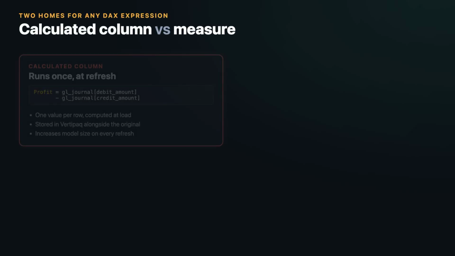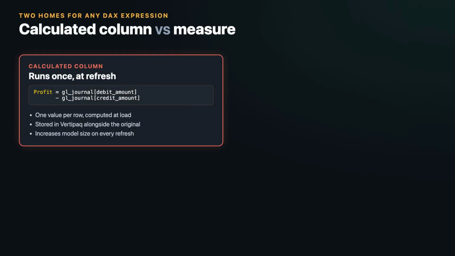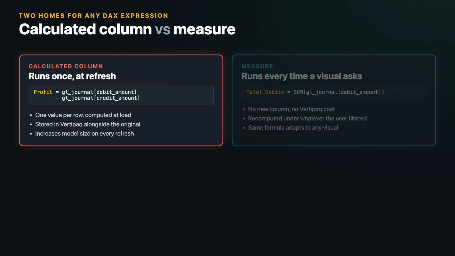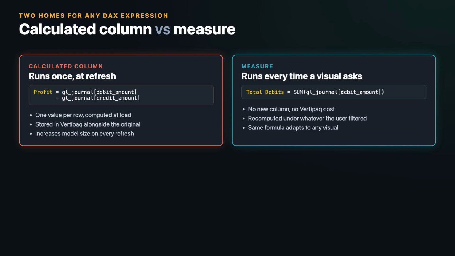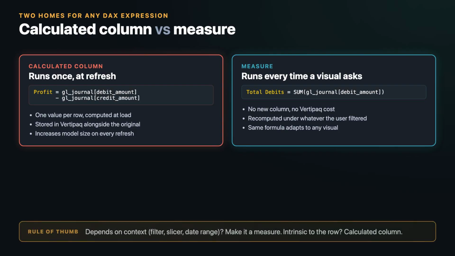DAX gives every expression 2 homes, a calculated column or a measure. They look identical in the formula bar. They evaluate at completely different times. A calculated column runs once at refresh. It adds a new column to the table, computed row by row, and stored in Vertipaq alongside the original data.